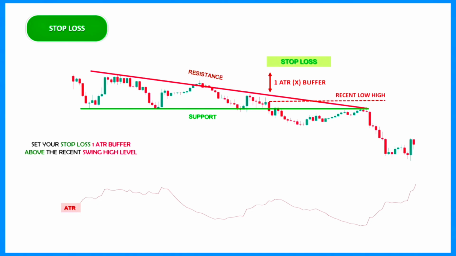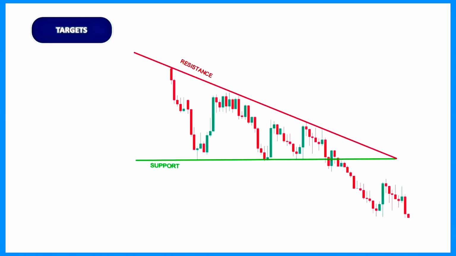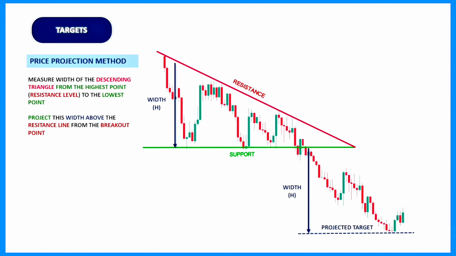How do you exit your winning trades for maximum profit? There are two classic ways, just like with any other chart pattern. Method 1. Price projection. Measure the distance between the highest and lowest points of the descending triangle. Project that distance downward from the breakout point. This projected price level becomes your target to exit the trade. You can also use this projection to decide whether it's too late to enter. If price is already near the projected target, the reward to risk might be gone.